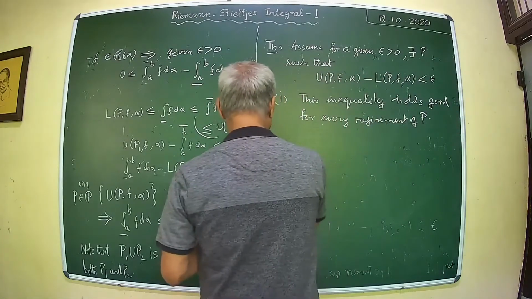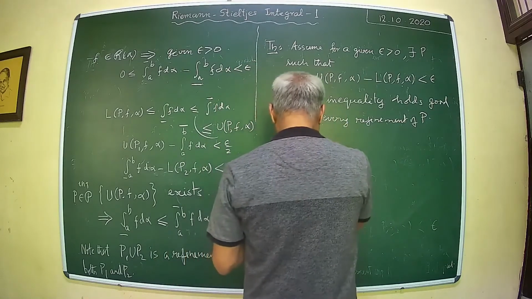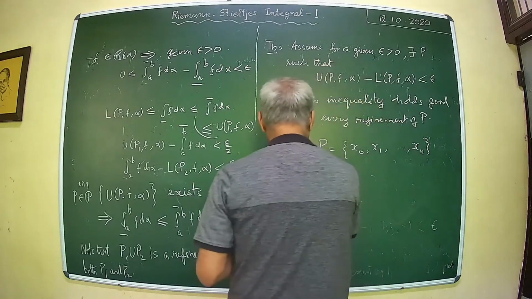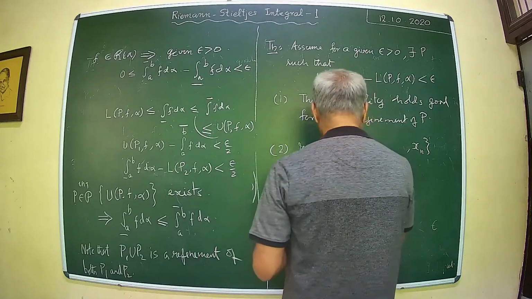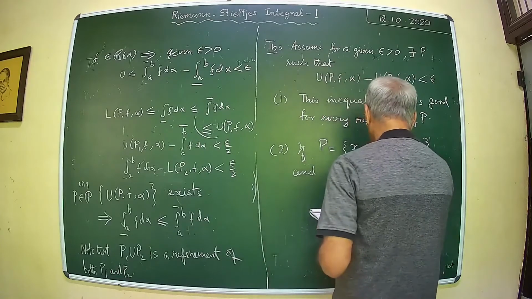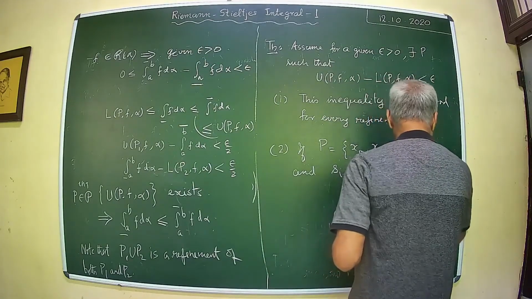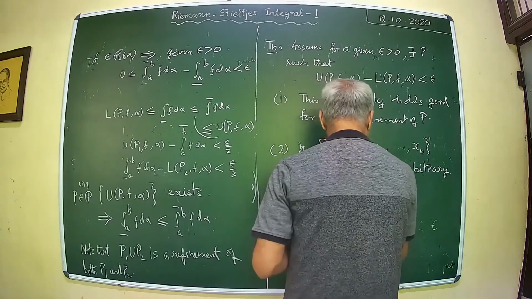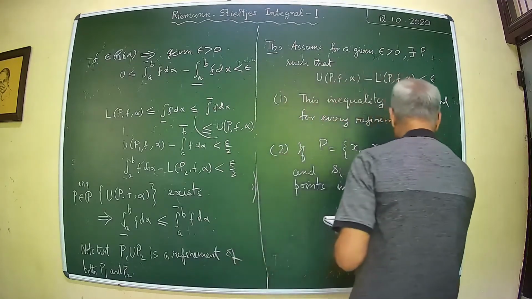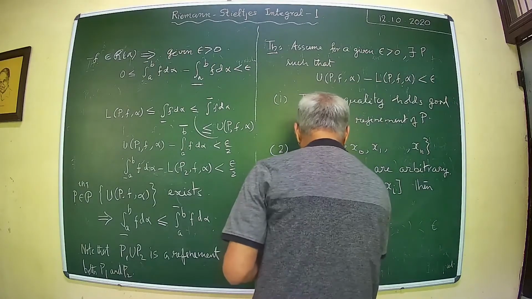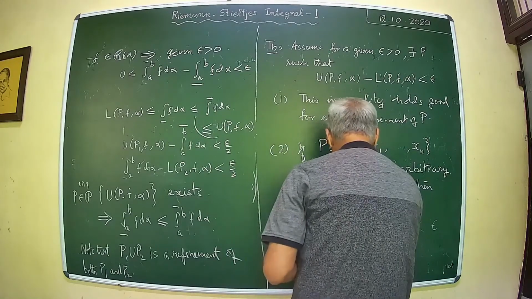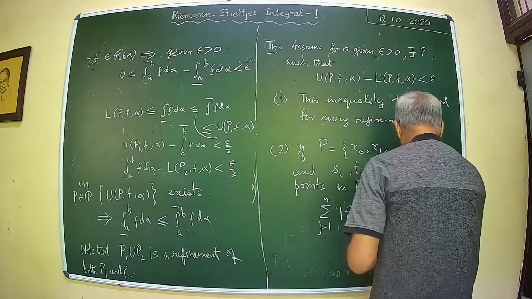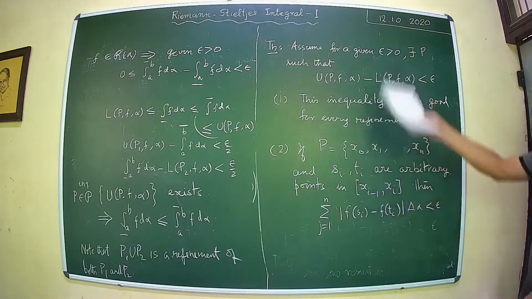The second statement is, if P is given by... and s_i, t_i are arbitrary points, then sigma i from 1 to n of |f(s_i) minus f(t_i)| delta alpha i is less than epsilon. So this also follows from that, because the reason is this.